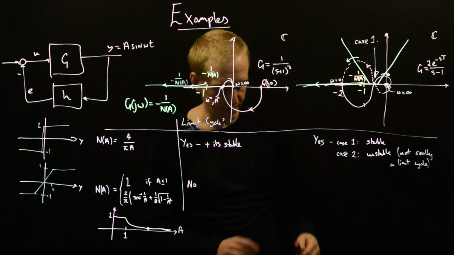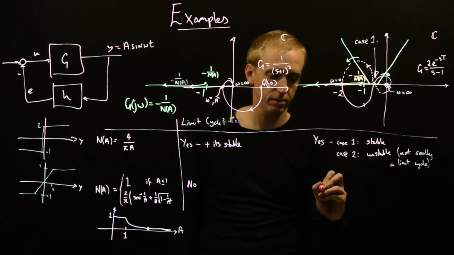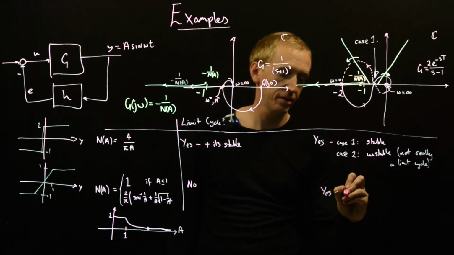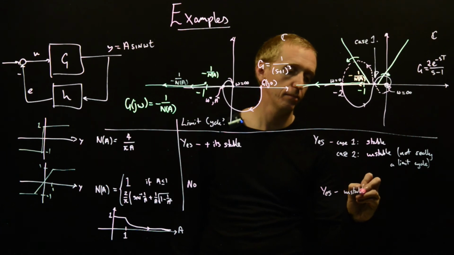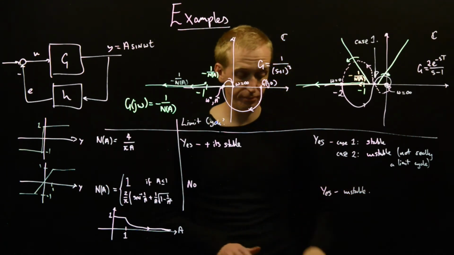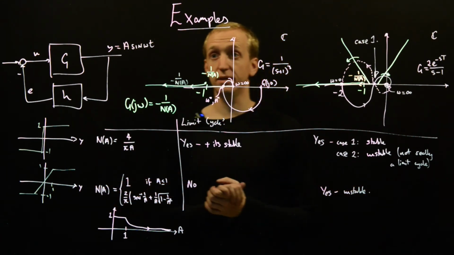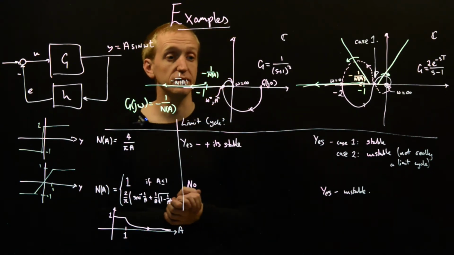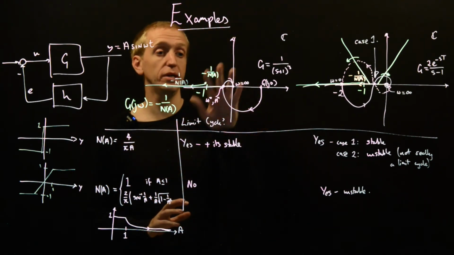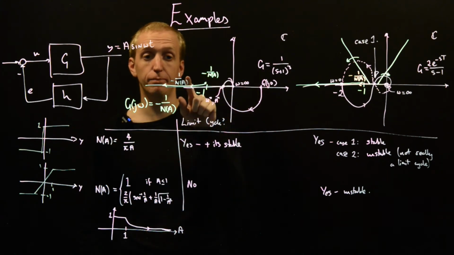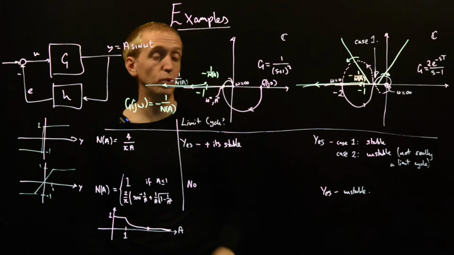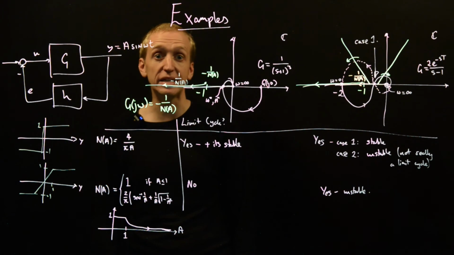So yeah, let's just write this. So yes, and unstable. Fine. And that sort of concludes things as far as our describing function analysis goes. I just want to finish with some concluding remarks about the case with relays.